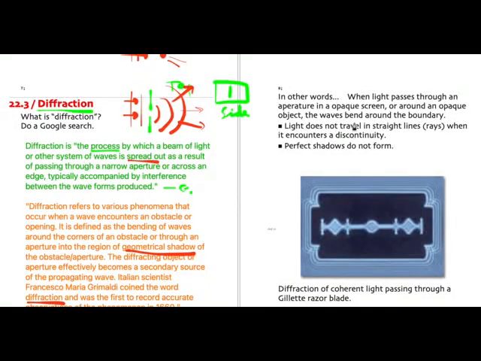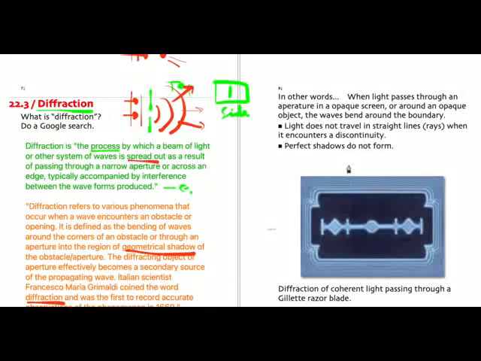But you don't even need a discontinuity in the index of refraction. We're just talking about light traveling in space. It doesn't travel in straight lines when it encounters an opaque edge. Or to put it another way, perfect shadows do not form in a wave theory of light.